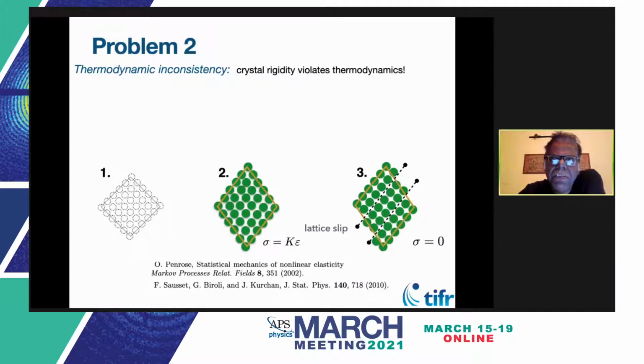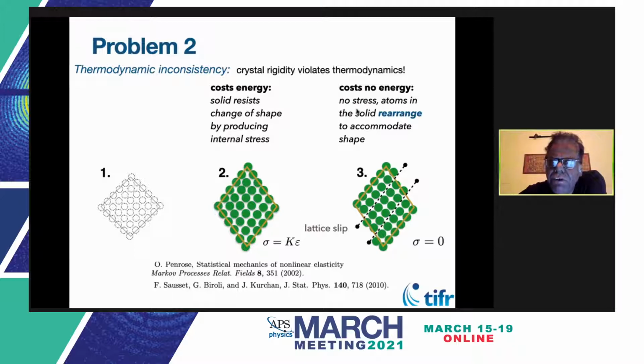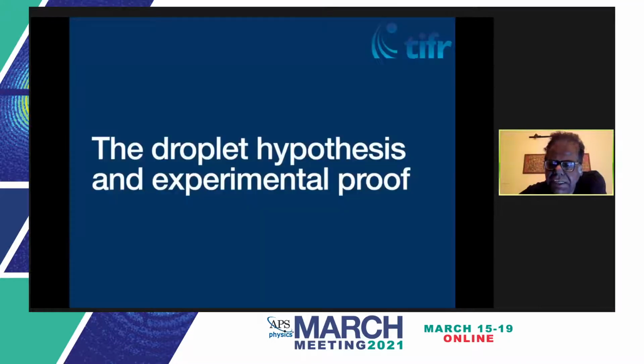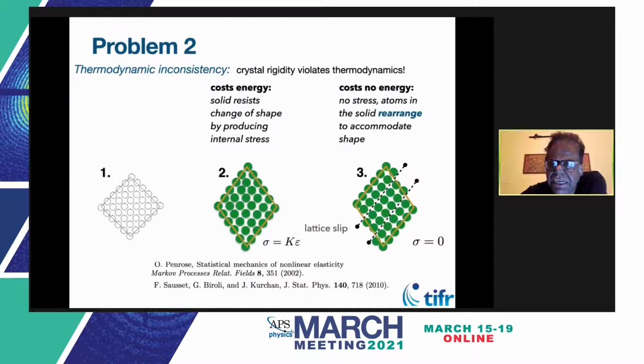Okay, so the second problem is a little bit more severe, because crystal rigidity actually violates thermodynamics. How? Suppose you take an ideal crystal where all the atoms are sitting in their minimum energy positions and you deform the boundary. The atoms are moved away from these positions and so stress rises to resist this deformation, and there is a free energy cost to it. However, the atoms can always rearrange in this fashion by putting in lattice slips so that the atoms are again back to their minimum energy configuration. So there is zero stress in this.